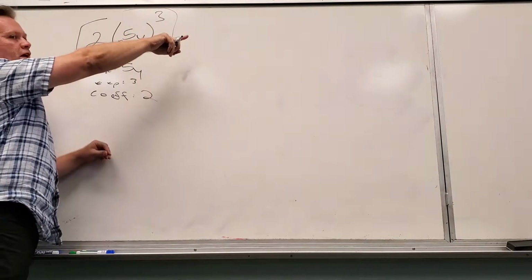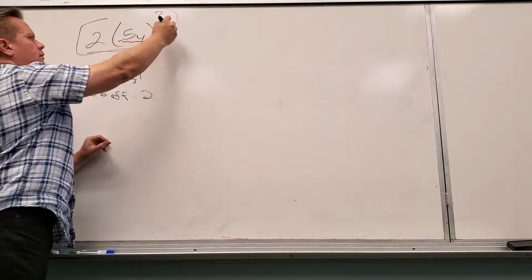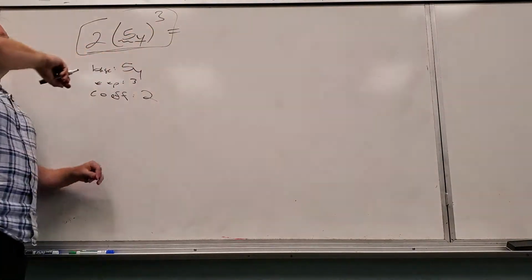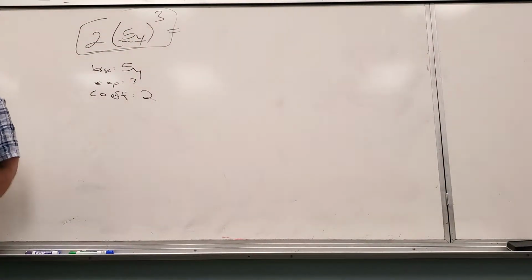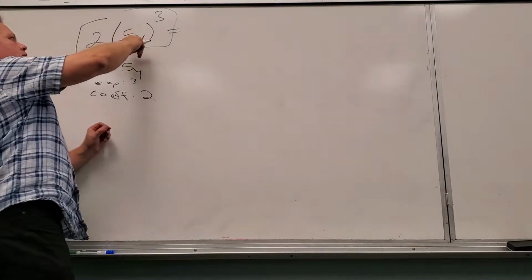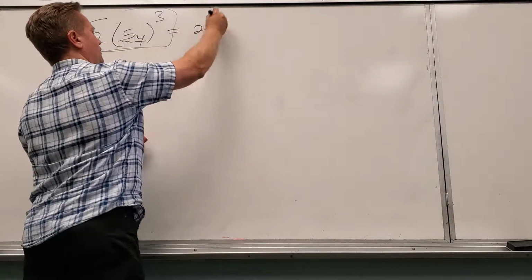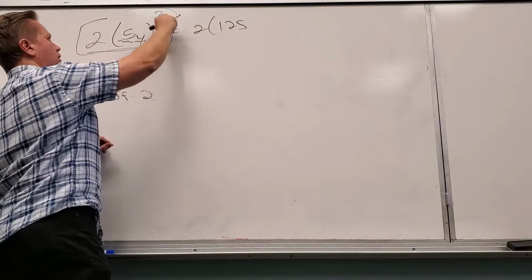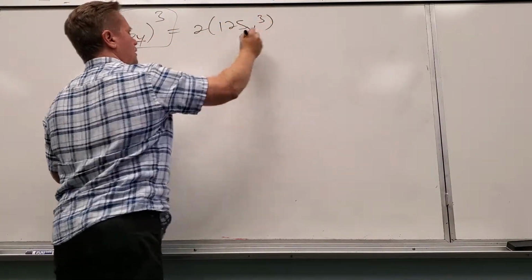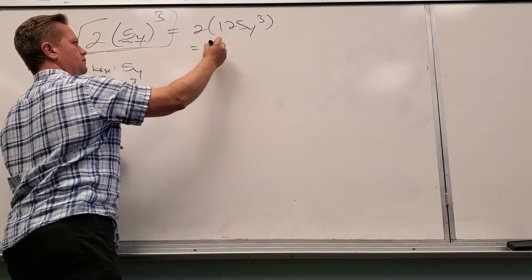And you could simplify this. Let's see. 5 cubed is 125. And then what's y cubed? It's y cubed. And then what do you get when you double this?